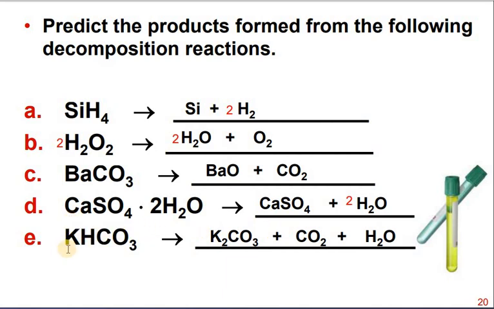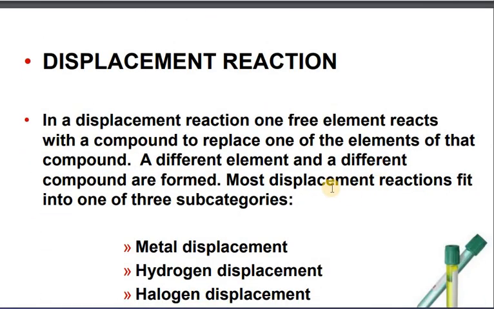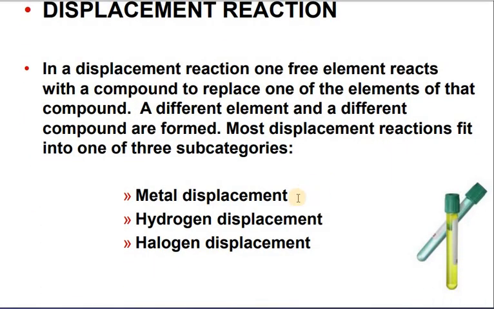See, if you multiply, 2K, okay, 2H, fine, and 2 carbon, fine, 2 into 3, 6, 3 plus 2, 5 plus 1, 6, that's all. Okay, so now the next reaction is displacement. Displacement can be metal displacement, hydrogen displacement, halogen displacement. So let us discuss one by one.